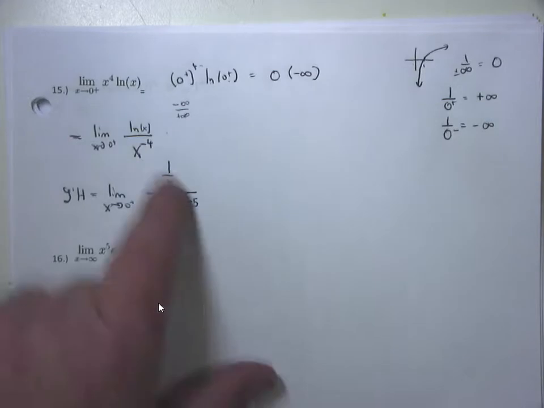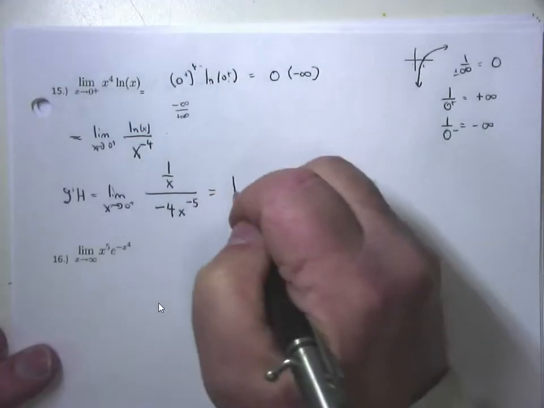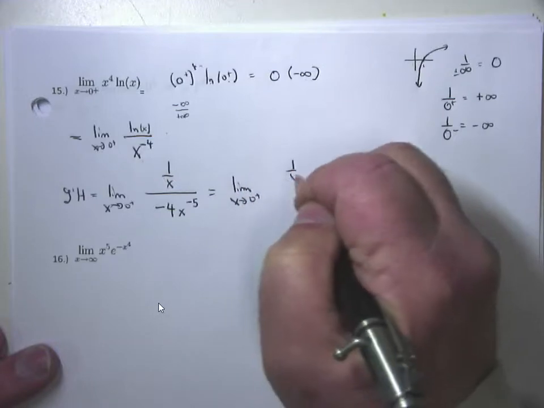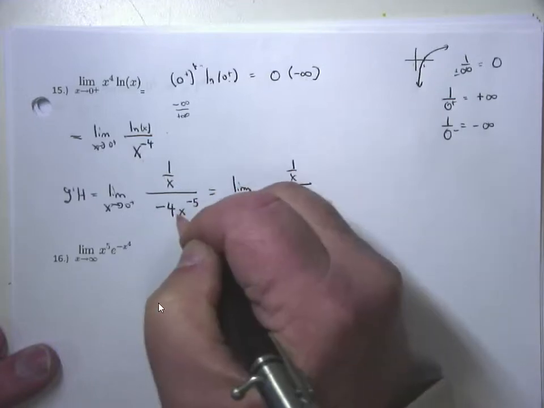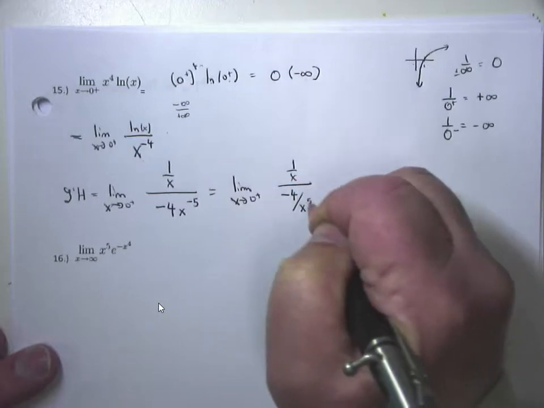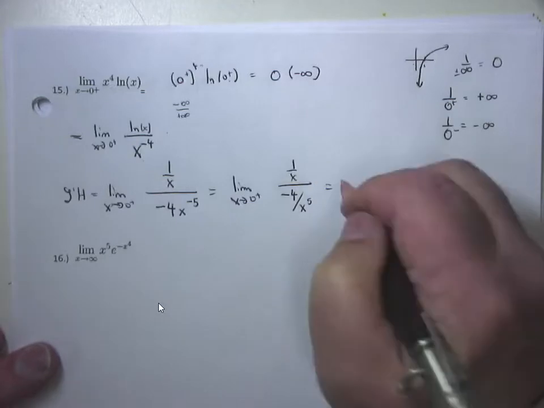L'Hopital's rule: derivative of the top over derivative of the bottom. Okay? Now, clean it up before you plug in 0. This is the limit as x approaches 0 on the plus side of 1 over x divided by negative 4x to the negative 5. That's the same thing as negative 4 over x to the 5th. And to clean it up, you've got a fraction divided by a fraction, so you invert and multiply.